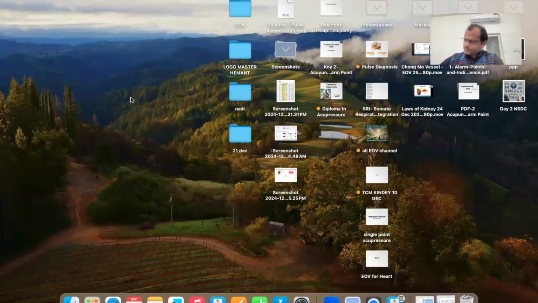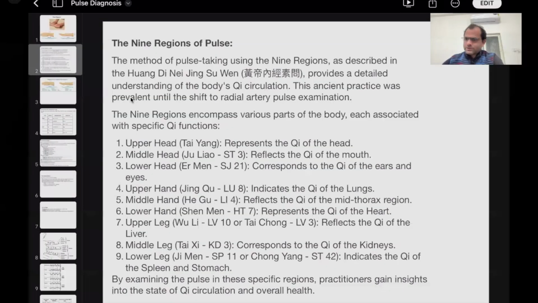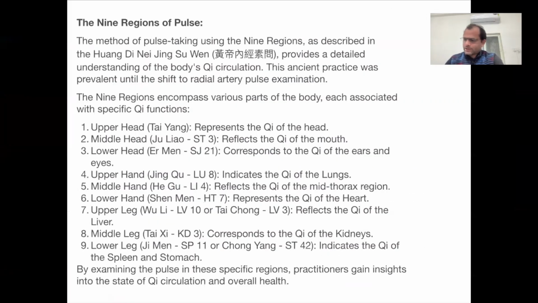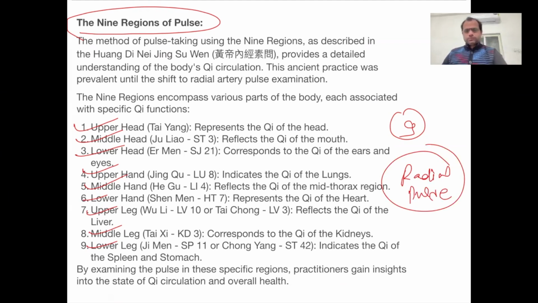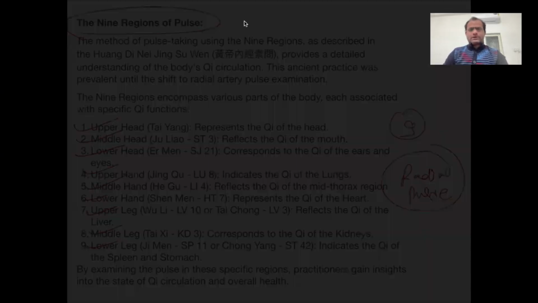So in this way, these options have been given in TCM. There are 9 regions of the pulse: upper head, middle head, lower head, upper hand, middle hand, lower hand, upper leg, middle leg, lower leg. We can check the pulse at these 9 areas. Right now, the most convenient area is the radial pulse, which we are checking for everything. Okay, जिसे हम चेक करते हैं. लेकिन आज से आपको चेक करना है.